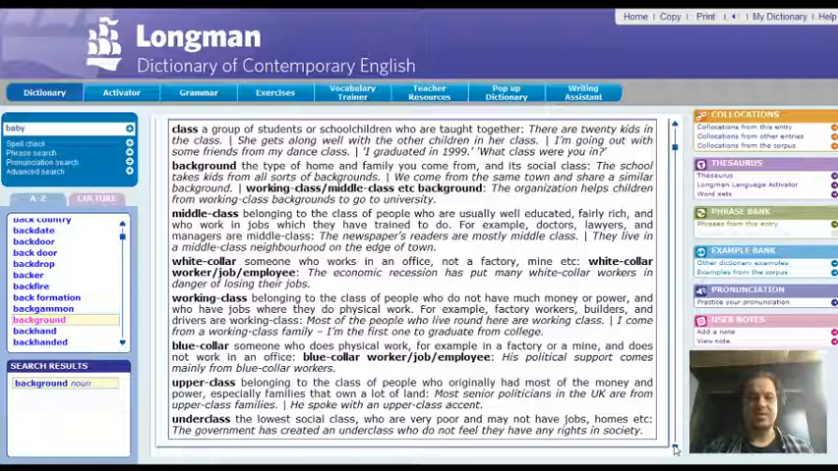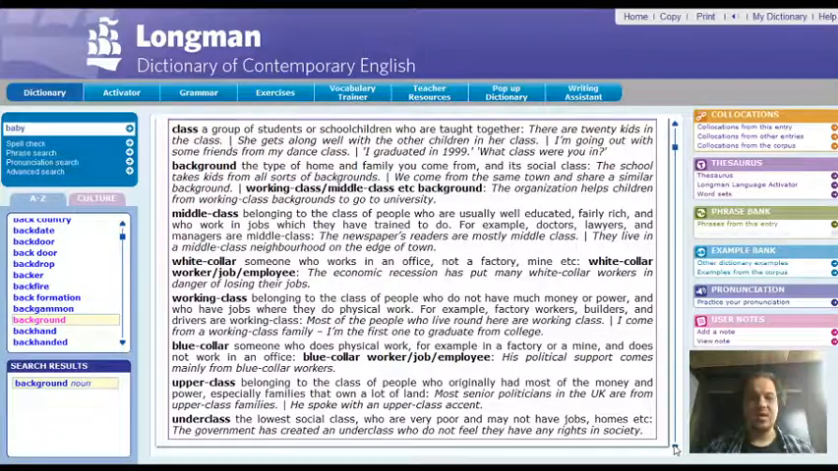White collar: someone who works in an office, not a factory or mine. White collar work, job, employee. The economic recession has put many white-collar workers in danger of losing their jobs.